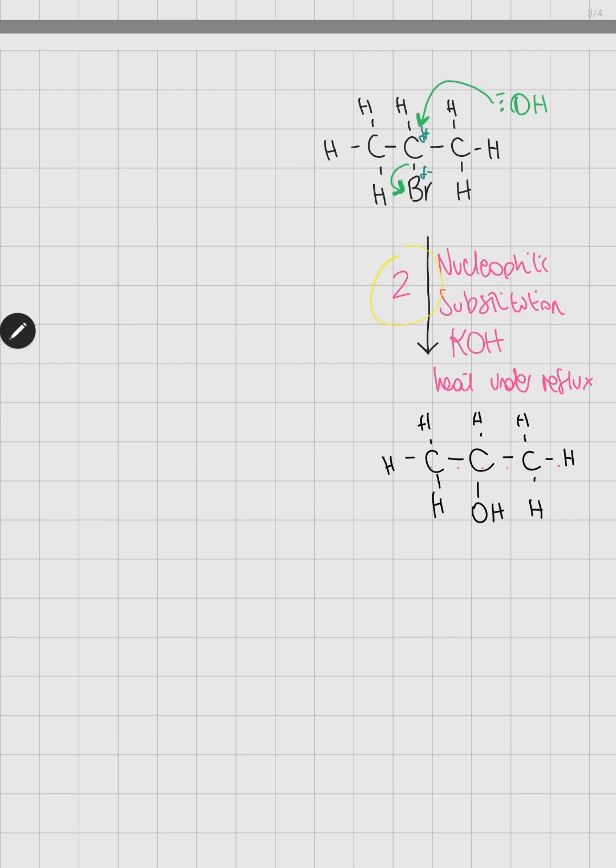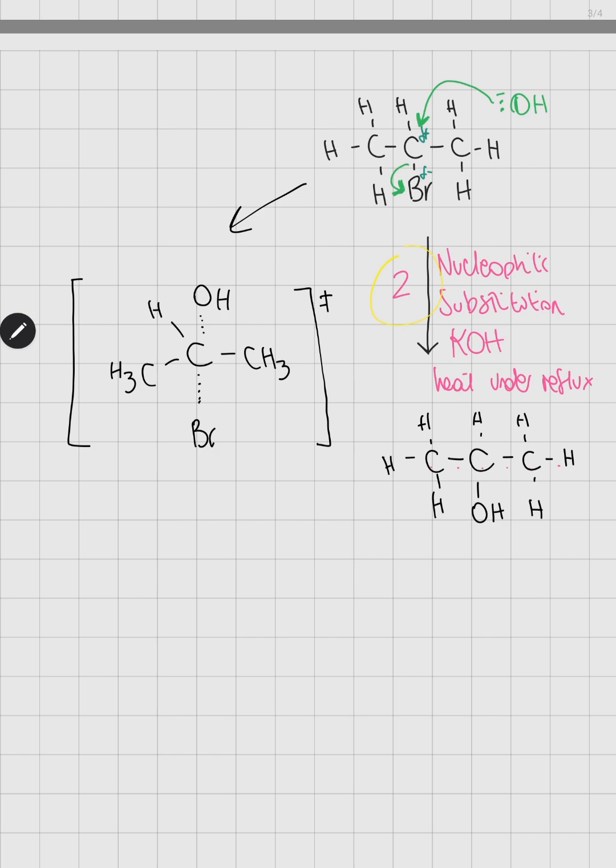Edexcel people, you might know this. The intermediate looks something like this. So at the same time that the bromine bond is broken, the bond with the OH is made. So we have an intermediate that looks like this. If you've never seen it before, ignore it. And then we have our final product.